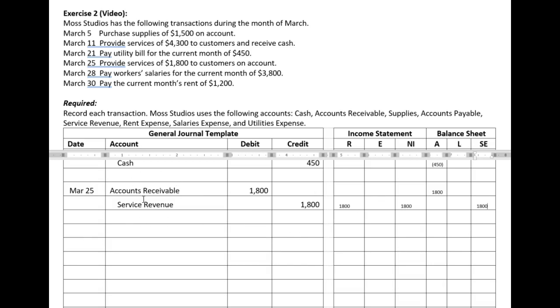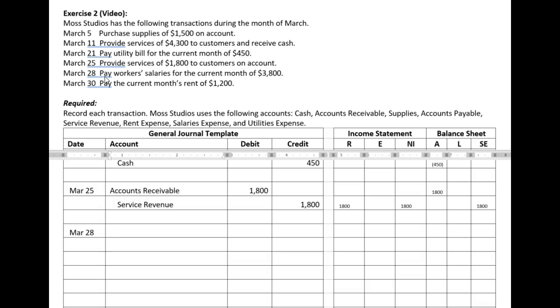It's just simply a transaction that we need to record because it impacts the financial position of our company. All right, next, March 28th. March 28th, we go in and we pay workers' salaries for the current month of $3,800. Well, again, keyword there, pay. Anytime we see pay, the only way we can do that is through cash.